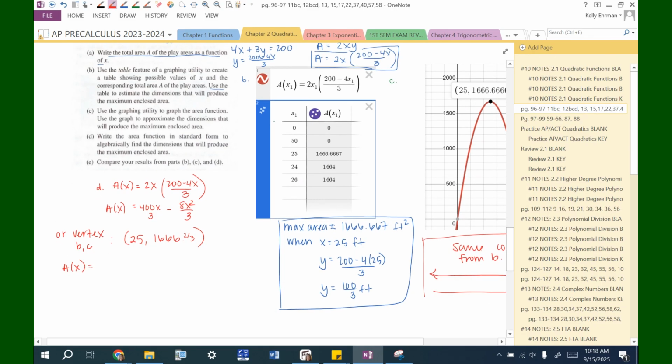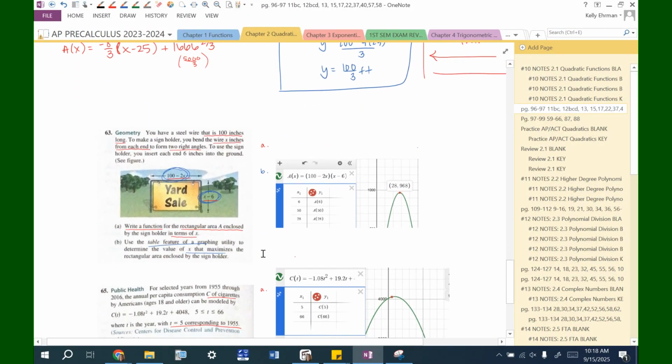A of x is equal to, what's the a? It's negative 8/3. So distributing helped me a little bit. Times (x minus 25) squared plus 1,666 and 2/3. You could change this to an improper fraction if you do 1,666 times 3 plus 2. I think you get 5,000 over 3, if I remember that correctly.